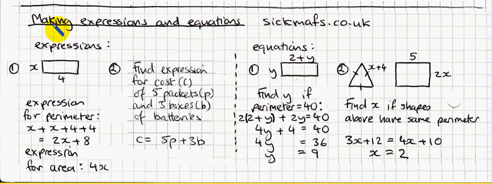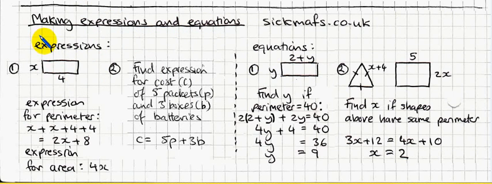This video is about making expressions and equations. So often what happens is you've got a situation with a shape or a description or something, and you have to turn it into an expression, which is just a bit of algebra, or an equation, which is a bit of algebra with an equals in it. Equation, equals, that's the reason why it's called that. Okay, so here we go.